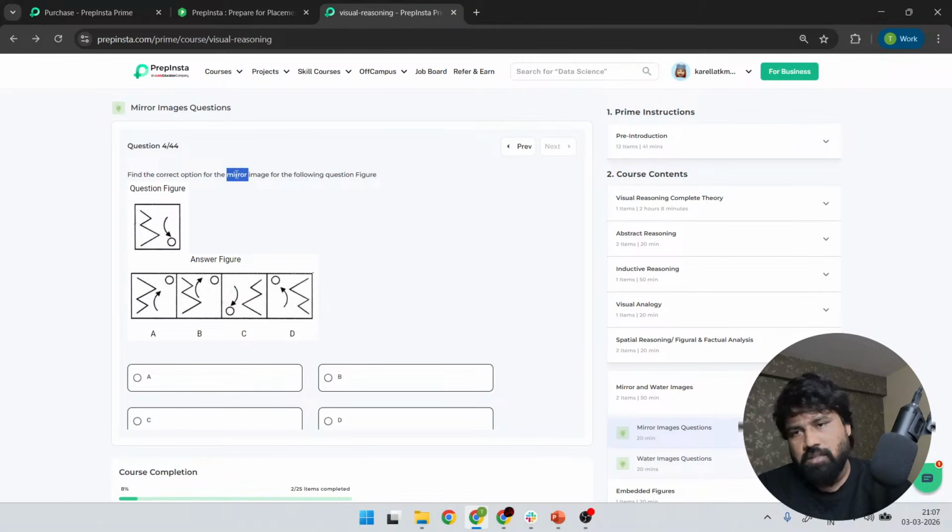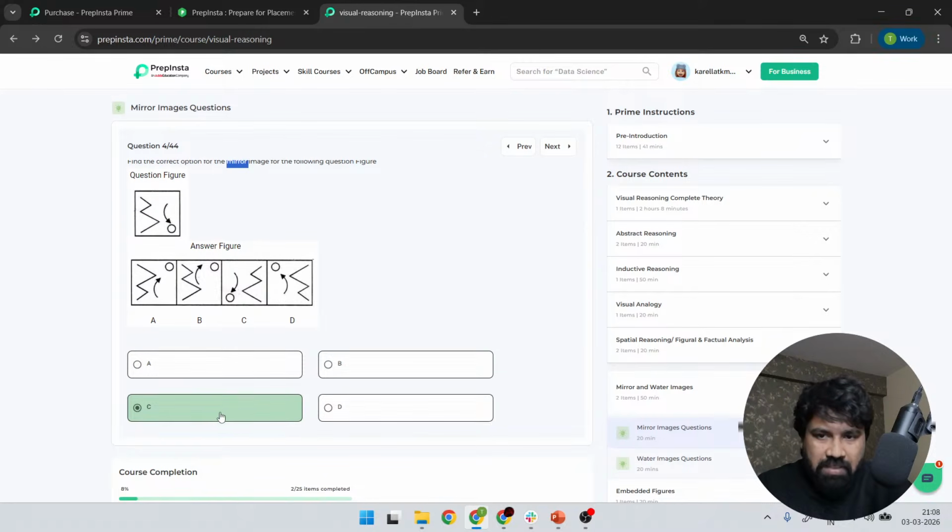What is the mirror image? 3 will become an M shape. So A and B are not our answers. And it won't go to the top. So C is our answer. See, I have selected C, which is the correct answer.